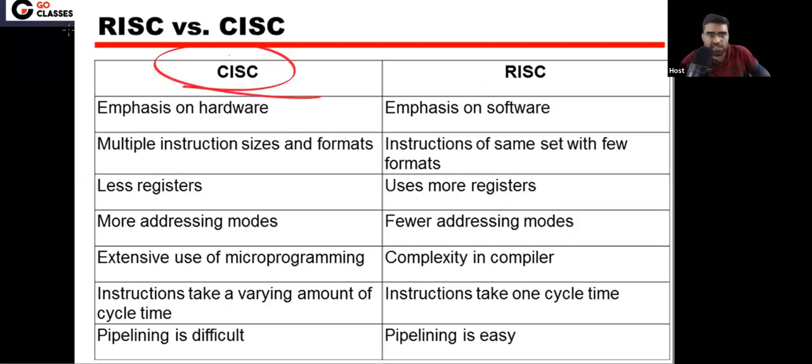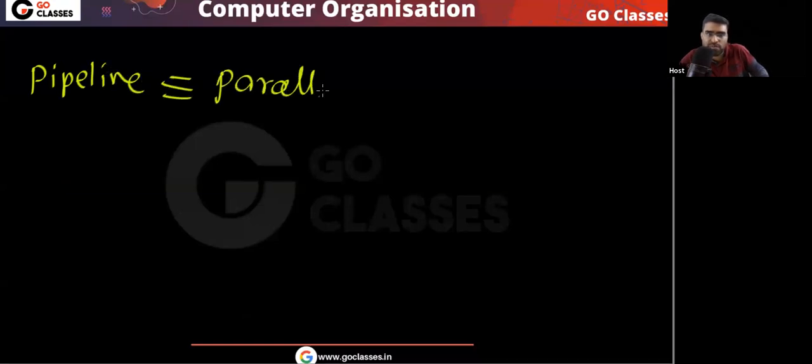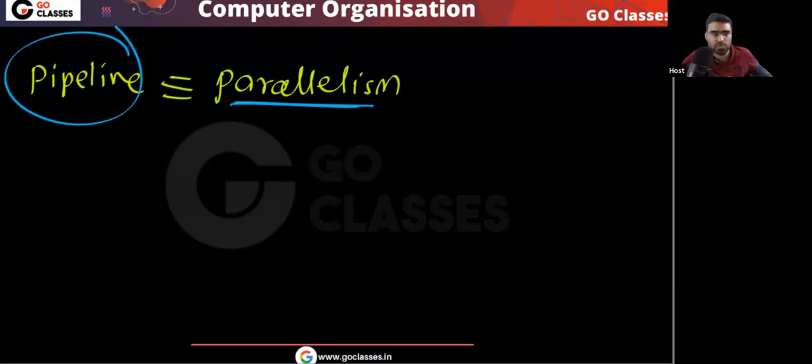Now, let me tell you, in the CISC, pipeline is very difficult. Pipeline means parallelism. This point we have already seen, if you remember. Pipeline means parallelism. So tell me, who has more parallelism?